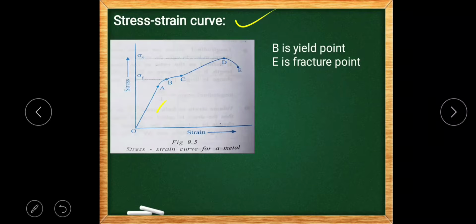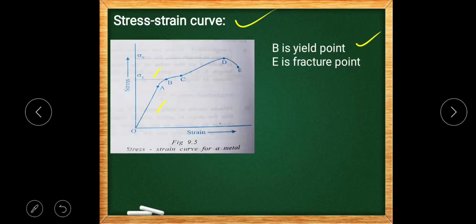Right. Now consider the next region AB, from A to B. From A to B the curve is not linear. Means the plot is not a straight line. It is a curve. Means in this region the stress is not proportional to strain. So here the point B is called the yield point, and the stress corresponding to this yield point is called the yield strength.